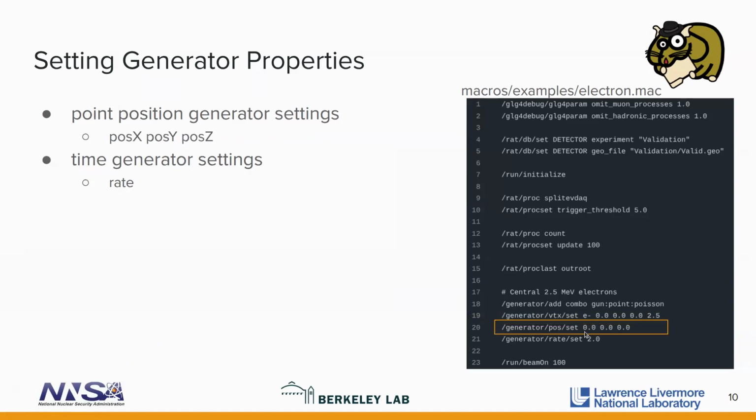Then the next thing, you set settings for the position generator, which is just X, Y, Z. For this point generator, that puts them all directly at the center of your detector. And then you have the time generator, which determines the rate. So here, simulating just at 2 hertz.